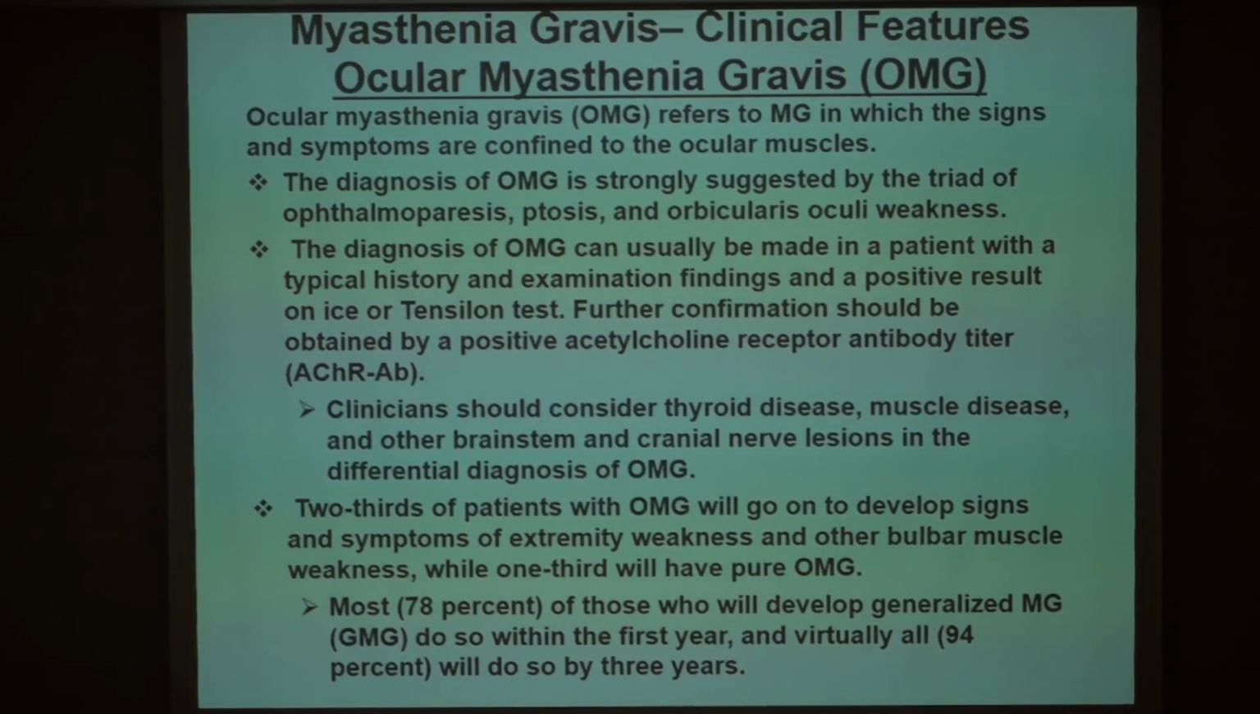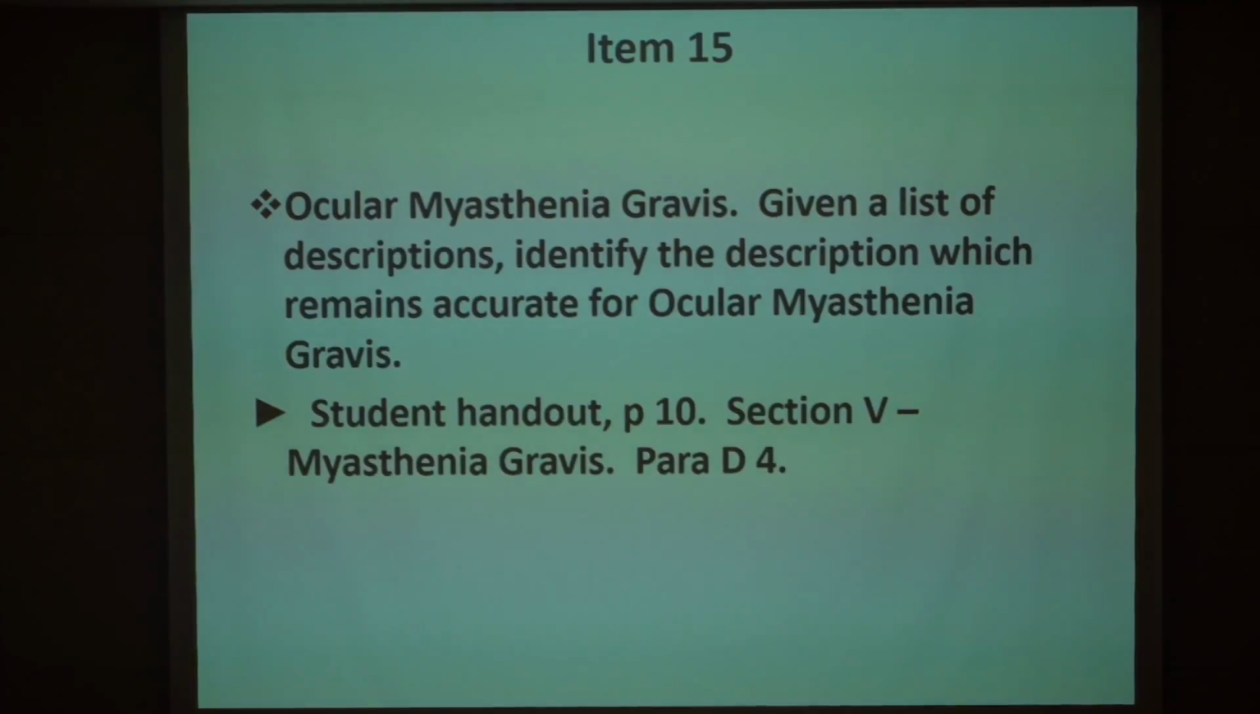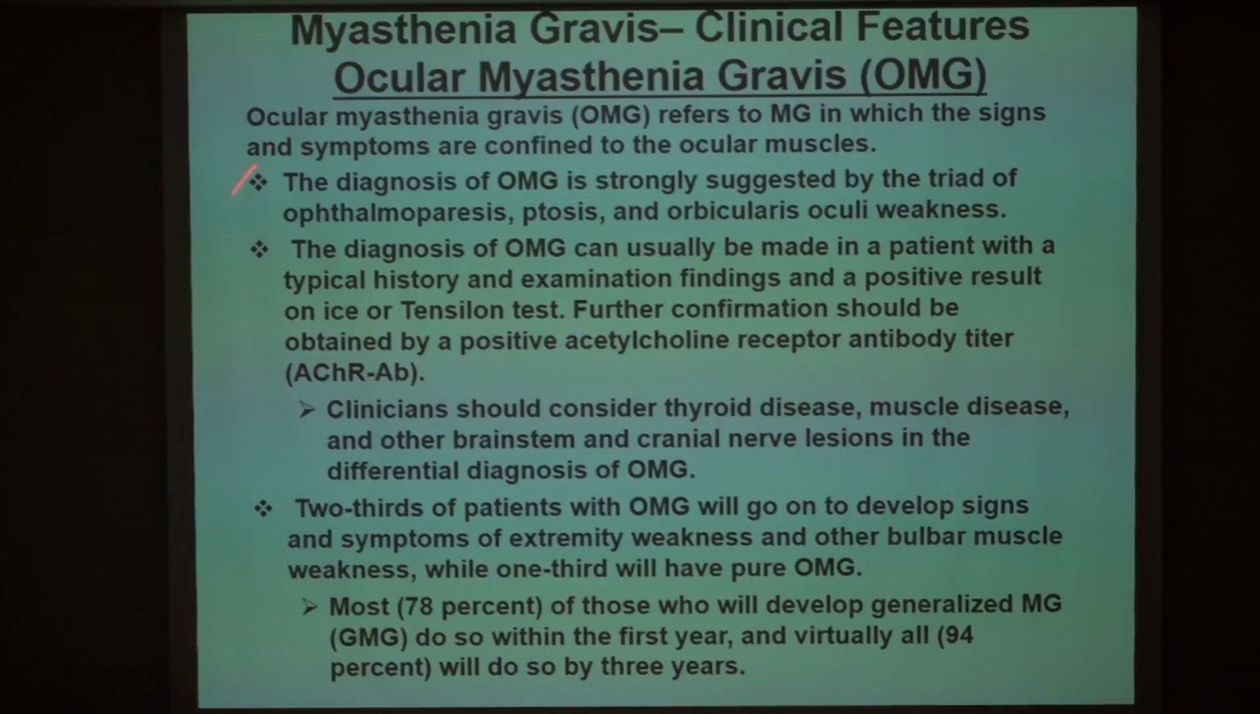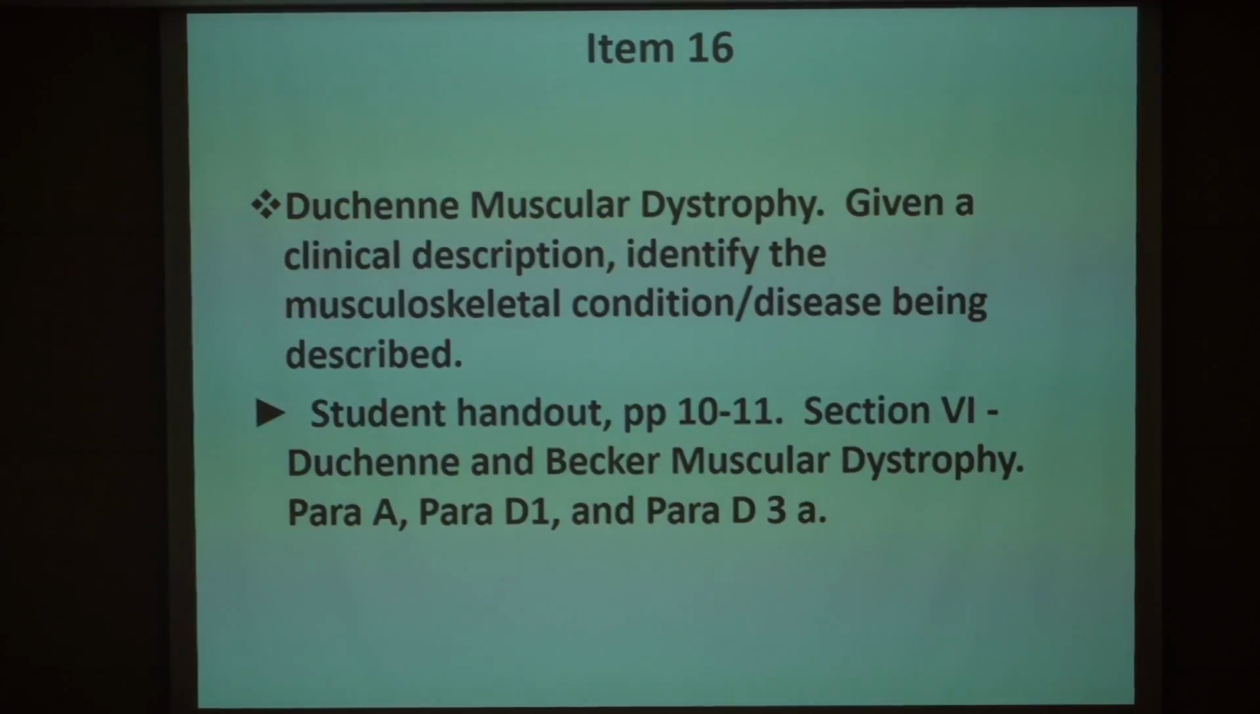And this is, once again, taken straight out of your notes. You actually have two questions on ocular myasthenia. And what I'll do is I'll give you a list of descriptions, and you have to identify the description which is accurate. And once again, this paragraph, which is actually the same as what I just showed you, read it and understand it. Because once again, 4 of the statements I will make from this paragraph will be false. 1 will be true. You have to know which one is true.